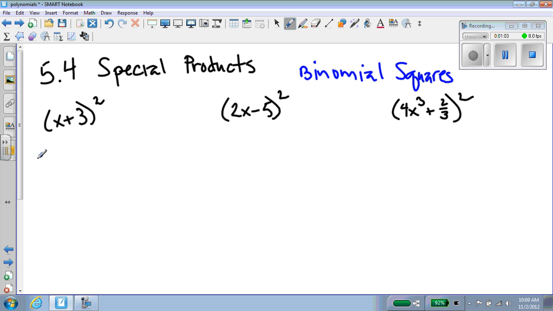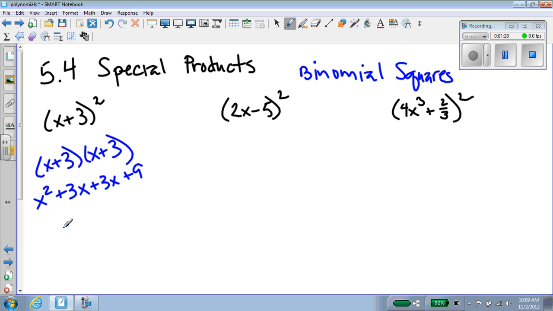So the meaning of this x plus 3 squared is x plus 3 multiplied by itself. So we can see that this is actually a FOIL problem. So we have x times x, x squared, x times 3, 3x, 3 times x, 3x, and 3 times 3, 9. So x squared plus 6x plus 9. So indeed, there is x squared, and there is 9, but if you just did x squared plus 9, you would be missing the middle term.